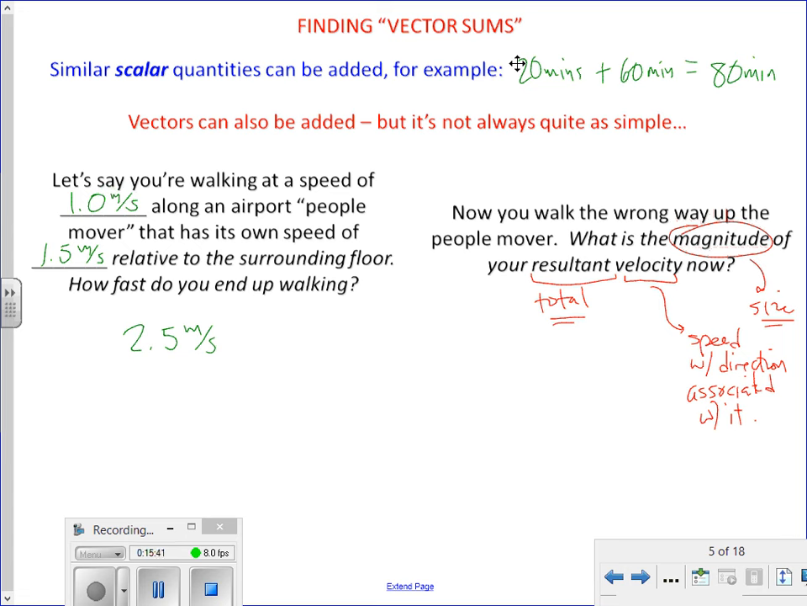Well, maybe this is a duh also, but you have the people mover going 1.5 meters per second, but you walk the wrong way still at 1 meter per second. Well, you're going to end up going 0.5 meters per second.